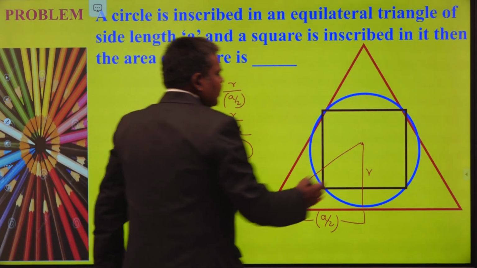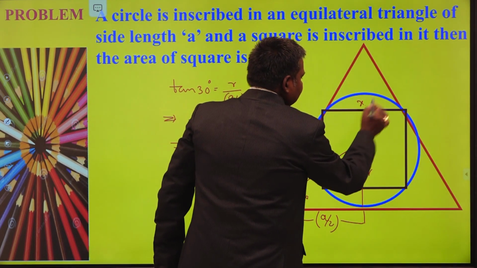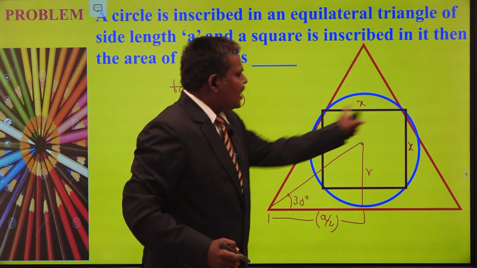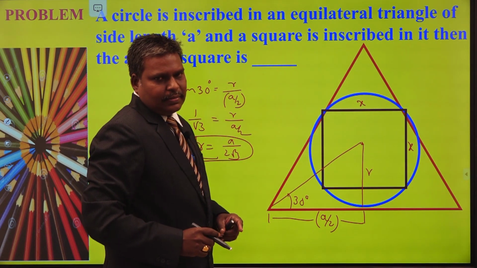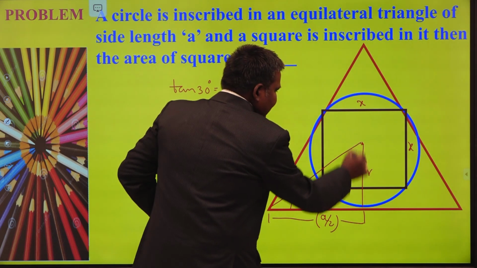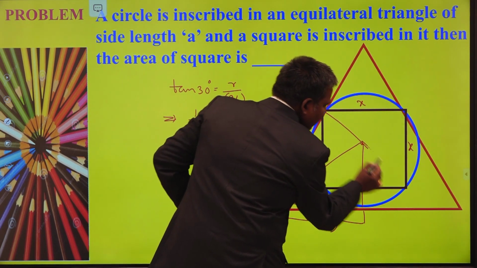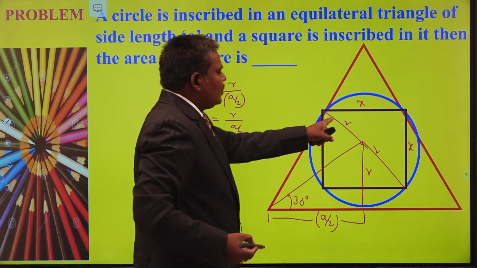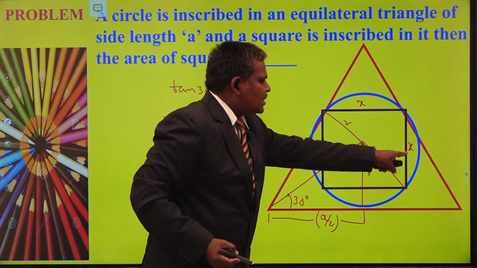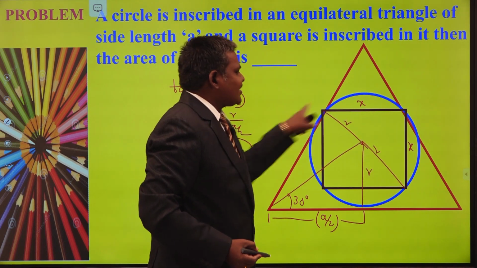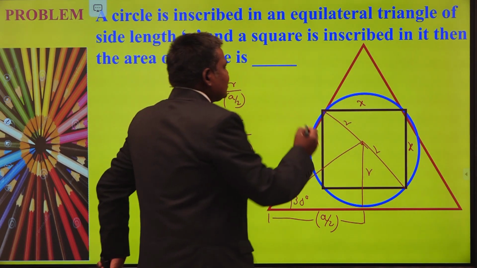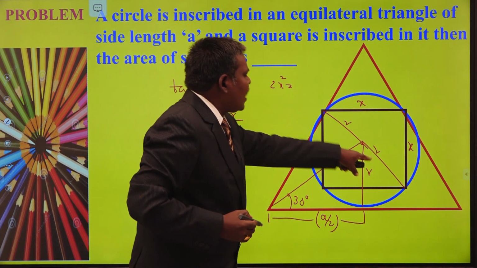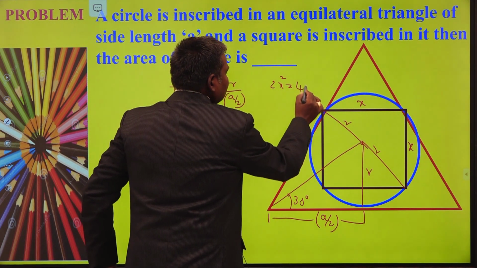Suppose x is the length of the side of the square, then this is also x. What is the area of the square now? x square. This is radius r units, so what is the distance from here to here? 2r, r plus r is 2r. This is x, this is also x. By Pythagoras law, x square plus x square, 2x square is equal to what? 2r whole square, that is 4r square.